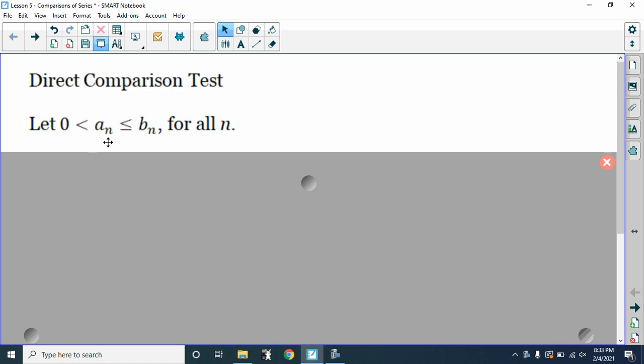So first thing we need to happen is we need to have two series where one of the series is always bigger than the other one. So first of all, they both need to be positive. They both need to be greater than 0. And every term in series B has to be greater than, or it could be equal to, every number in series A. So B is always greater than or equal to A.